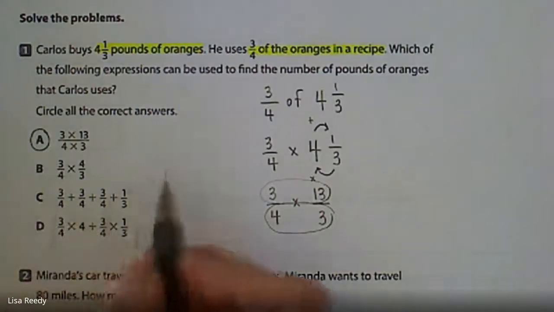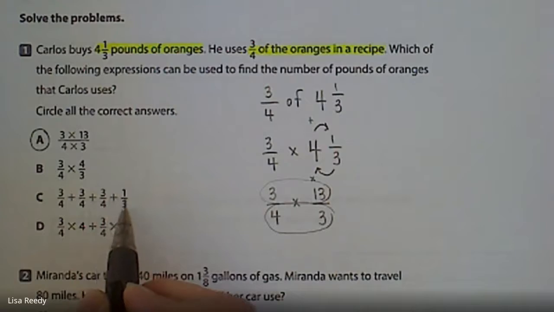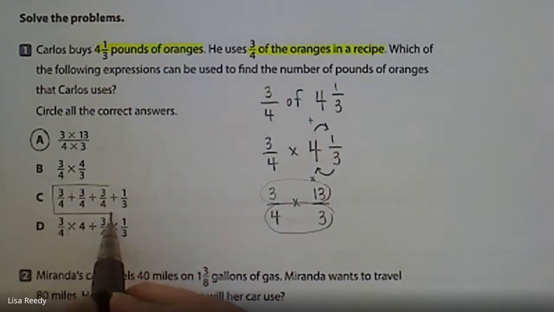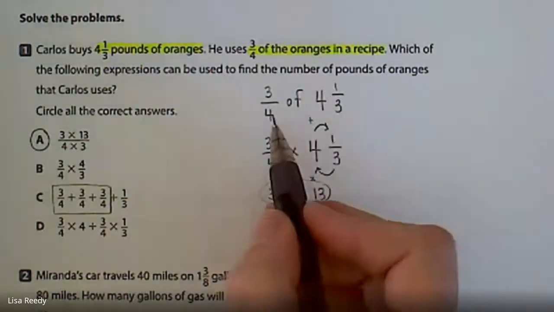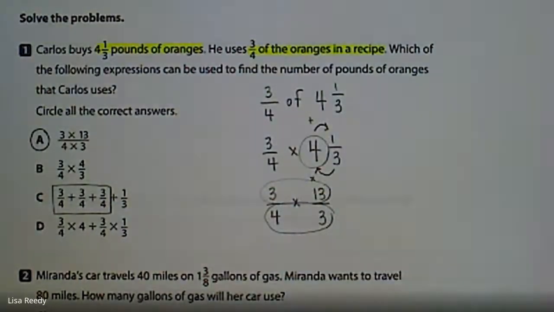If I look at C, this says 3/4 plus 3/4 plus 3/4 plus 1/3. If you look at this, it has 3 3/4. In this problem, we aren't going to have 3 3/4. We would actually need 4 of them. So that problem doesn't work as well. And then when we look at D, we have 3/4 times 4 and 3/4 times 3. So this is actually where we're going to have something new in this problem.